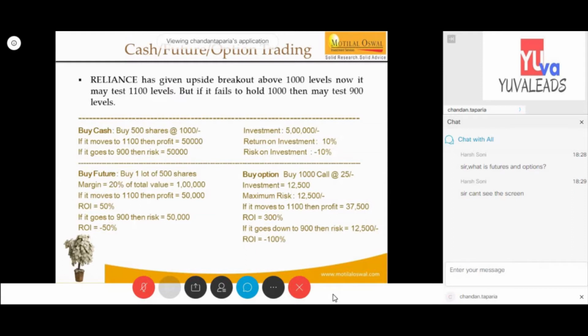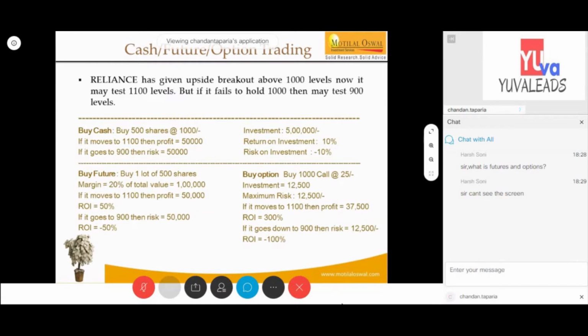But in the derivatives segment, in the futures segment, there is no need to pay the entire value. You need to pay only some percentage as margin, because when you are trading in derivatives, you are not partially owner of the company. You are not going to get the benefit of dividend, voting rights, or bonus. The only benefit is leverage. Let's take an example: for Reliance, the margin is 20%, so for the entire value you need to pay only 20% margin.